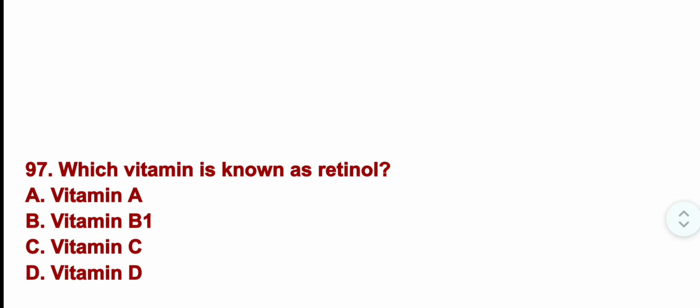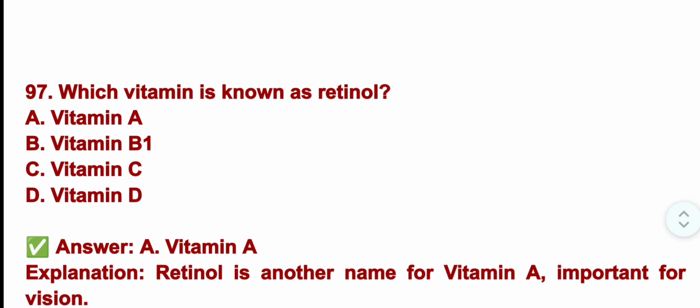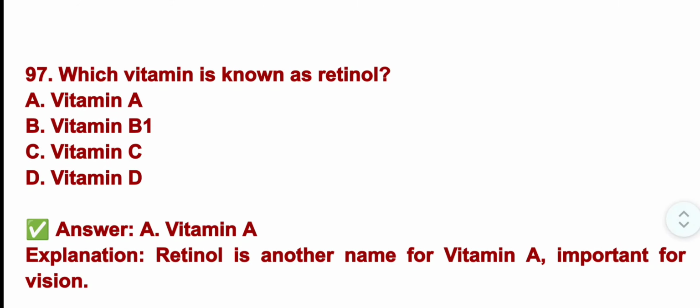Question number 97. Which vitamin is known as retinol? The correct option is option A, vitamin A. Vitamin A, also called retinol, is another name of vitamin A, important for vision.